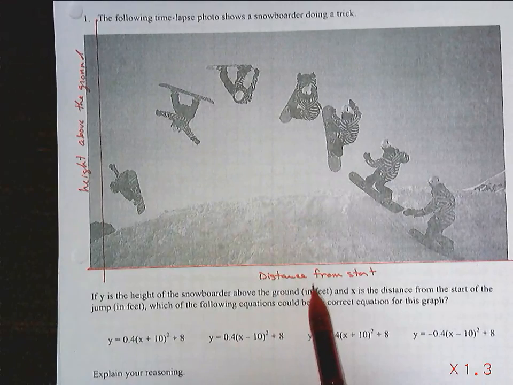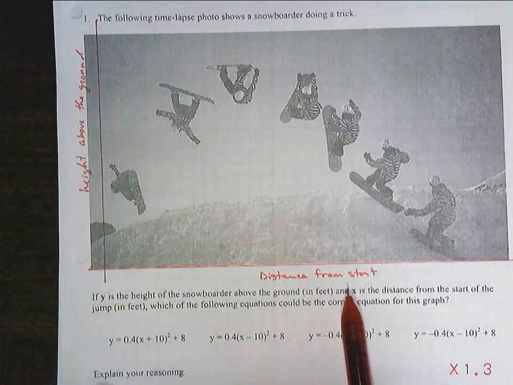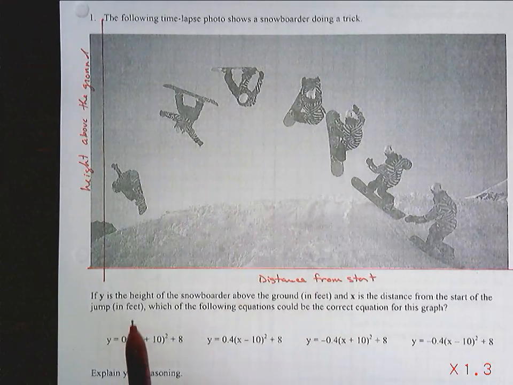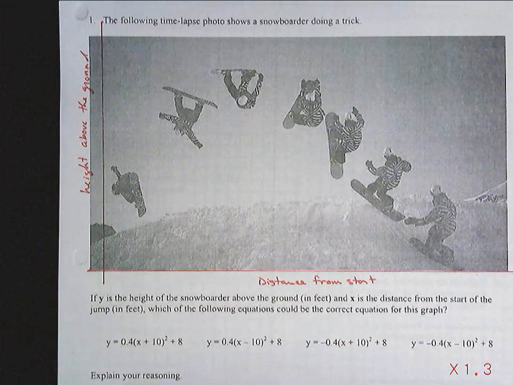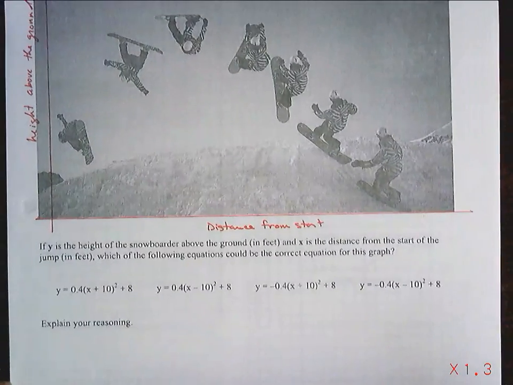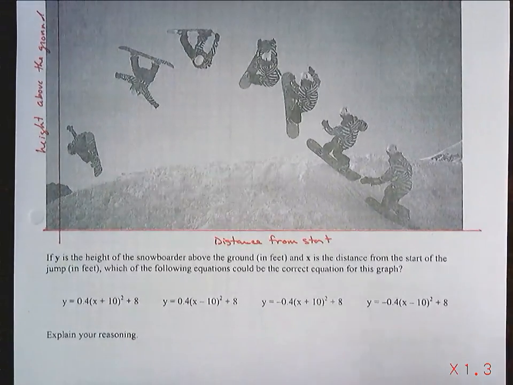It could have been time, right? It certainly could have been time. In this case, it's distance, whatever. And this is from the start of the jump in feet. So, which of the following equations could be a correct equation from the graph? And again, we're looking for which one could be correct, not which one is correct.